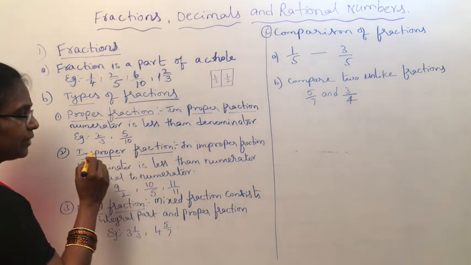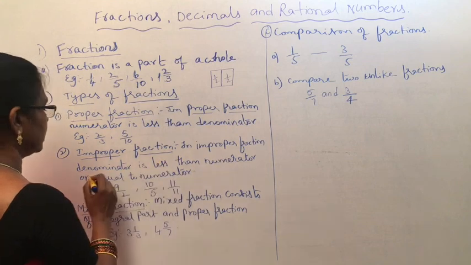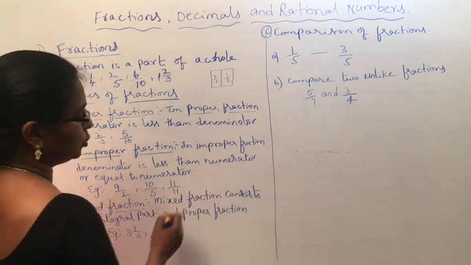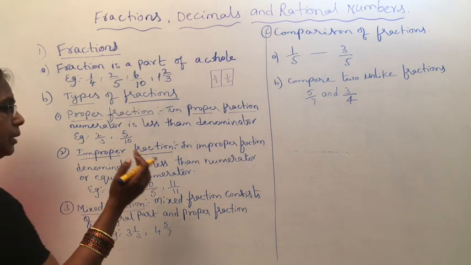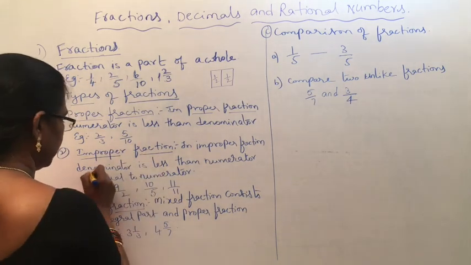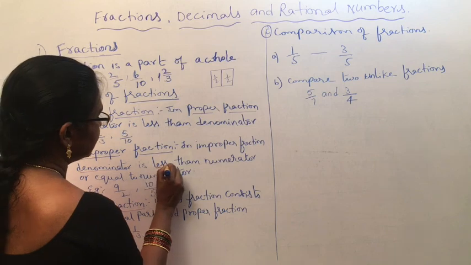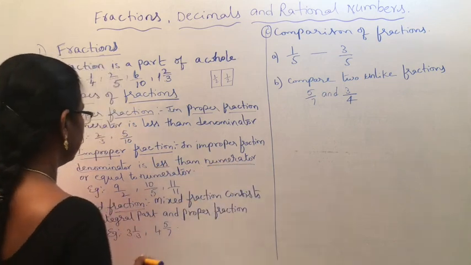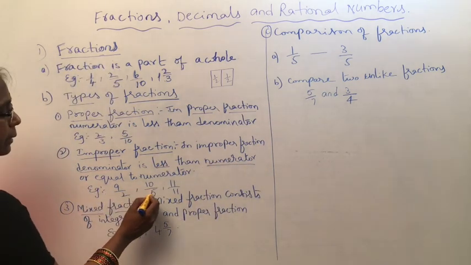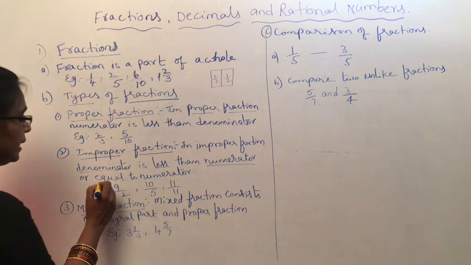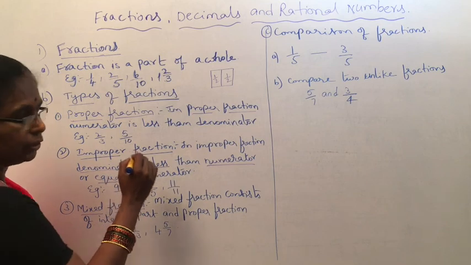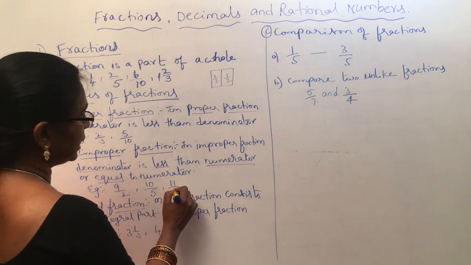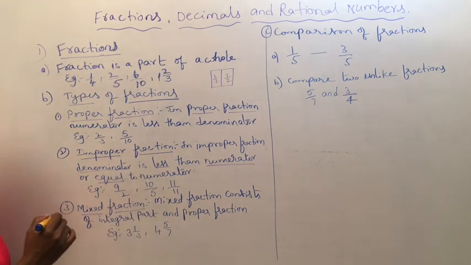Next, improper fraction. In an improper fraction, the denominator is less than the numerator. The denominator, the down number, is less than the top one. Examples: 9 by 2, 10 by 5, 11 by 11, where numerator and denominator are both equal. That is also called an improper fraction.